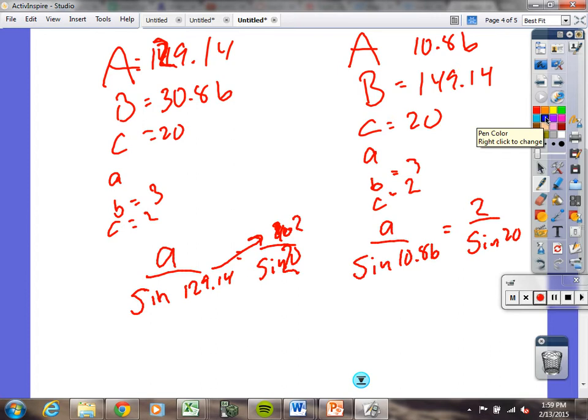So we just times them over. So A, what do we get on this side? Notice he's the largest angle, so he should come out to be our largest side. You see how we correspond with our answers, right?